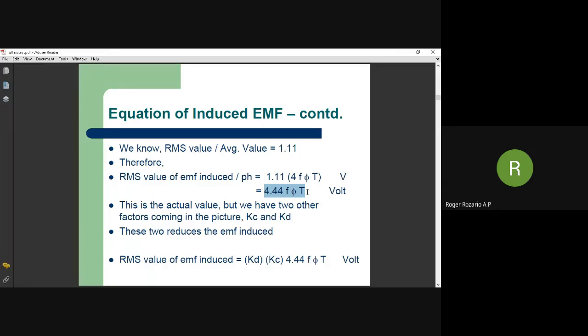So you remember this. But we are going to make some small alterations here. We are going to introduce two terms. One is Kd, the other one is Kc or Kp. Kd is the distribution factor and Kc is the pitch factor. You will see what is Kd and what is Kc in detail now.